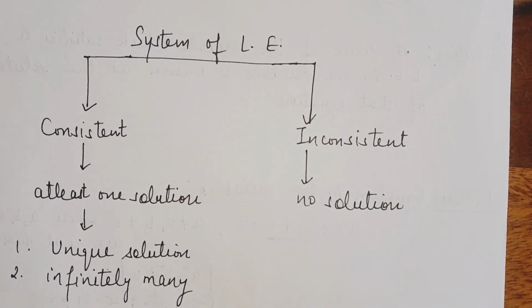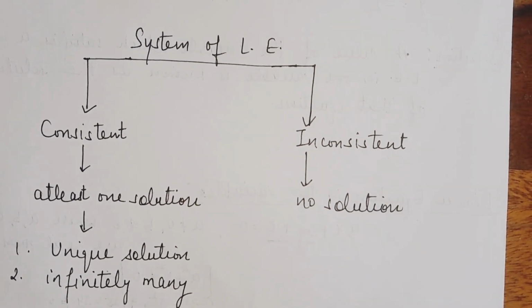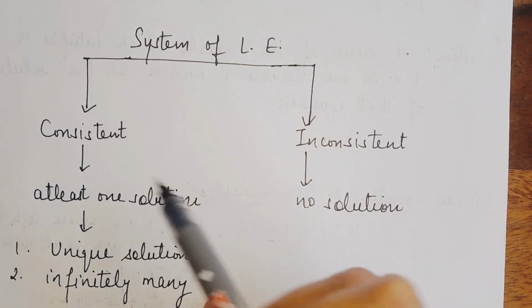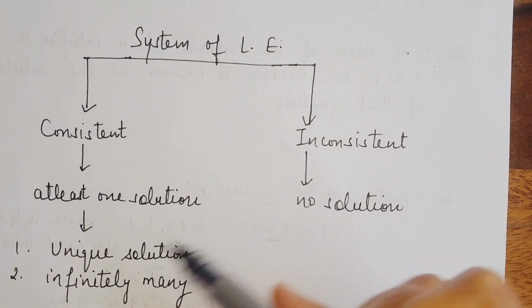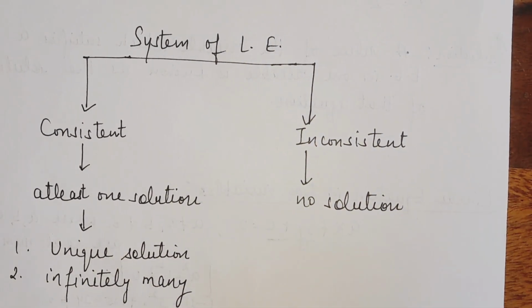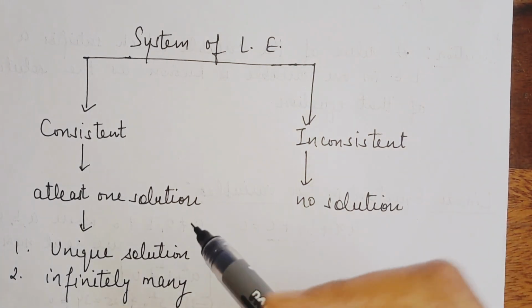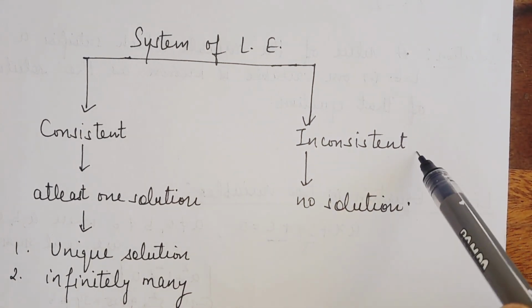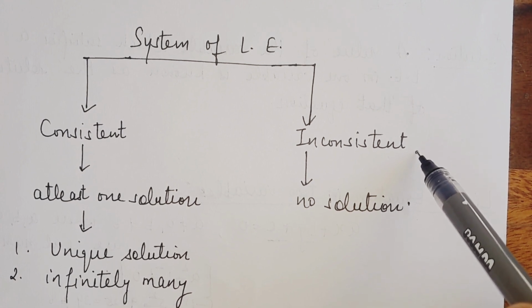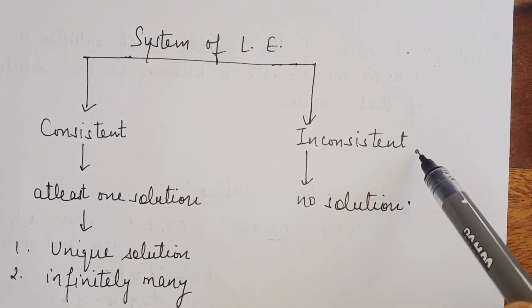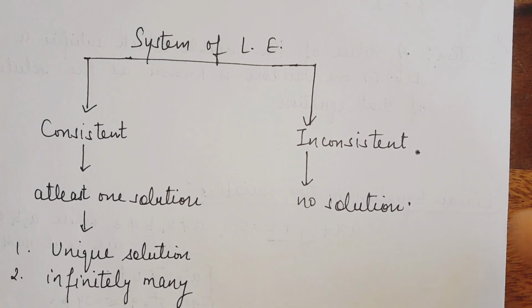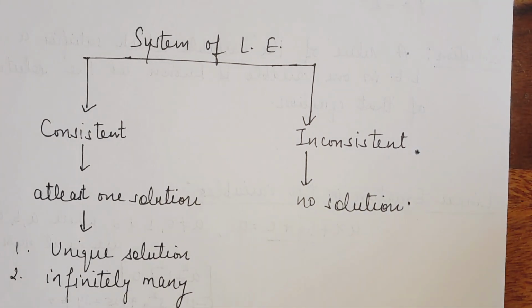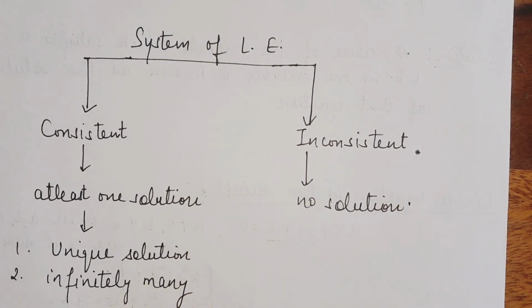More than one may also exist, so there may be different situations. At least one solution should exist, so there may be a unique solution or infinitely many solutions. And if there is no solution to the system of linear equations, we call it an inconsistent system of linear equations. So consistent basically means it has a solution. An inconsistent system means it doesn't have a solution. Consistent can have two categories, unique and infinite solutions.